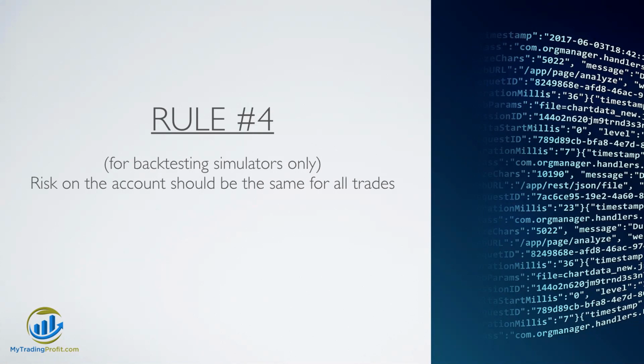And if you're going to be using a manual backtesting simulator, then consider rule number four: risk on the account should be the same for all 20 trades. For example, you could be risking 2% on the account for each single trade, or you can be using a set lot size. This way you will see if you have a positive capital gain on the account or not.